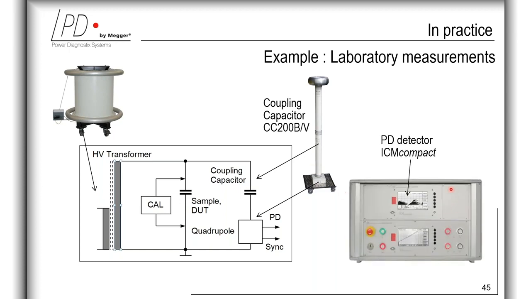And this picture on the right-hand side is the PD detector of type ICM compact, together with the high voltage control unit of type HV control for manual and automatic operation of the high voltage transformers. For such laboratory measurements, typically the calibrator K1A is used, and as said before, it's calibrated at the DAkkS accredited laboratory of PowerDiagnostix.